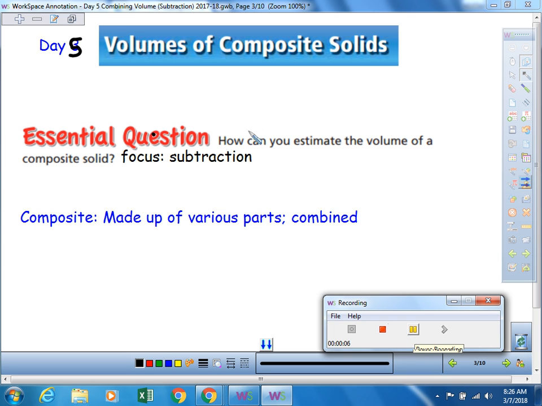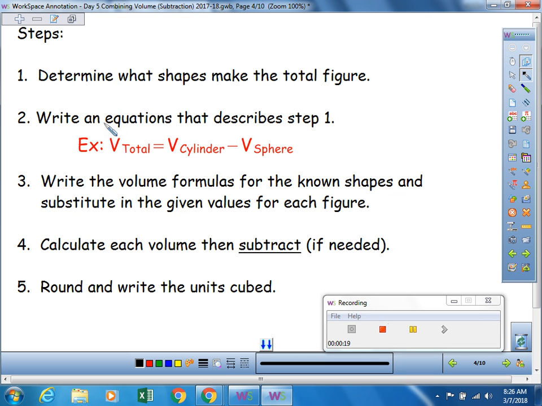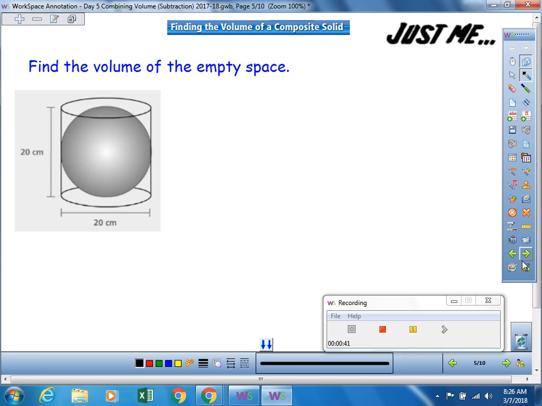So we are going to estimate the volume of a composite solid. We're going to focus on subtraction. Composite is made up of various parts combined. Okay, so here are the steps. Again, you don't have to write this down because we already wrote these yesterday. The only difference is you're going to put a subtraction sign, and then you're going to subtract if needed, and then round, and don't forget it's units cubed. All right, so I'll show you what this looks like.